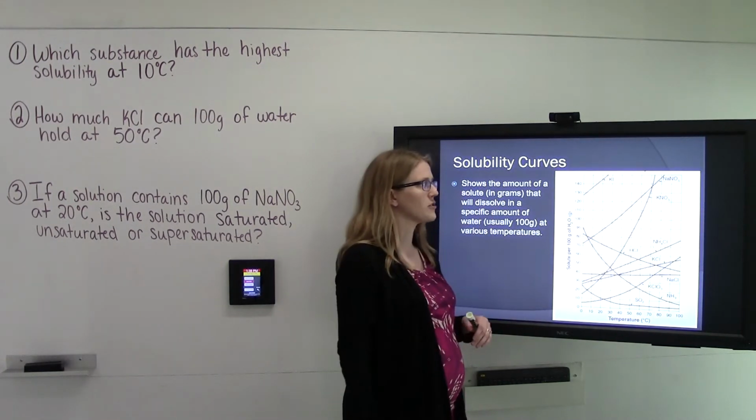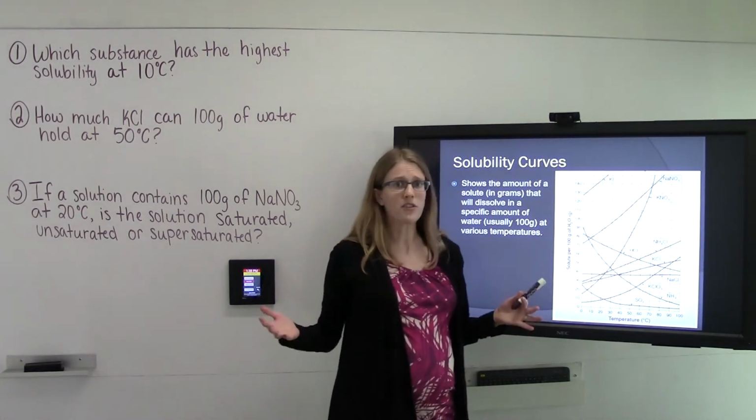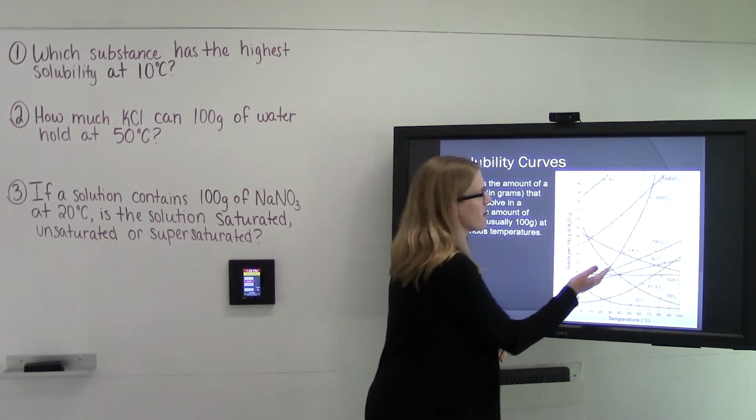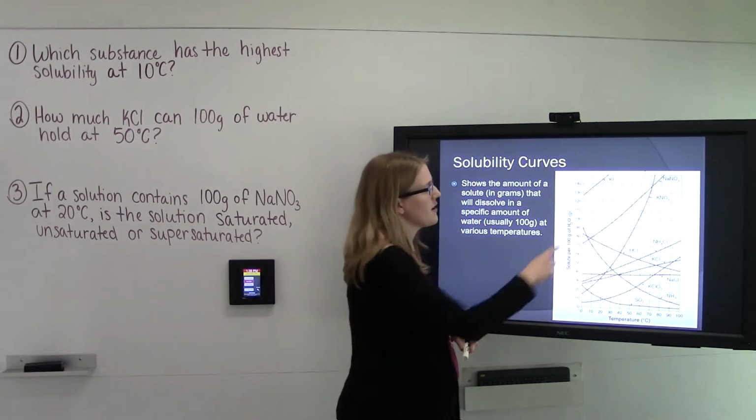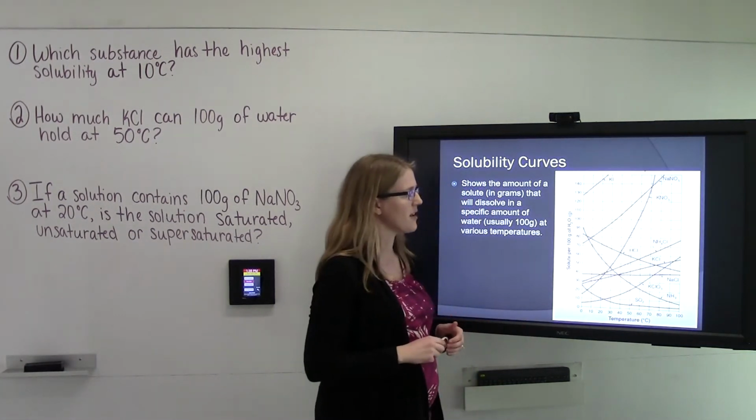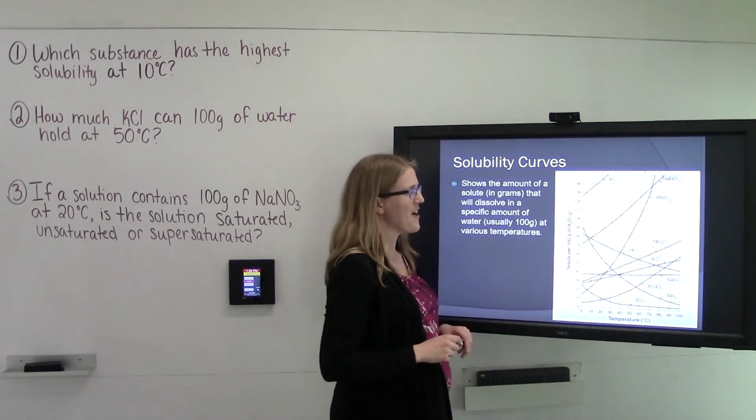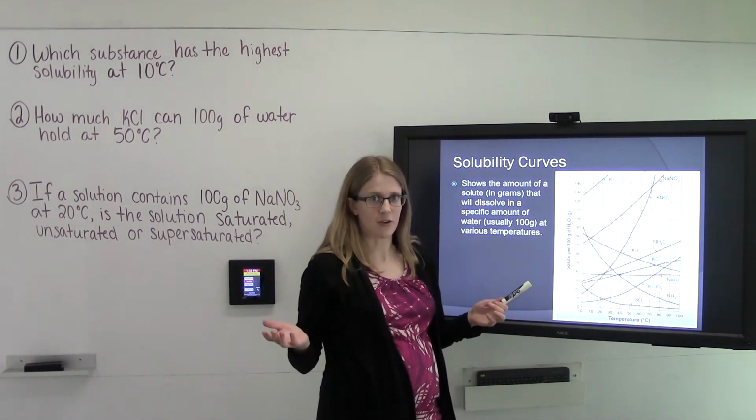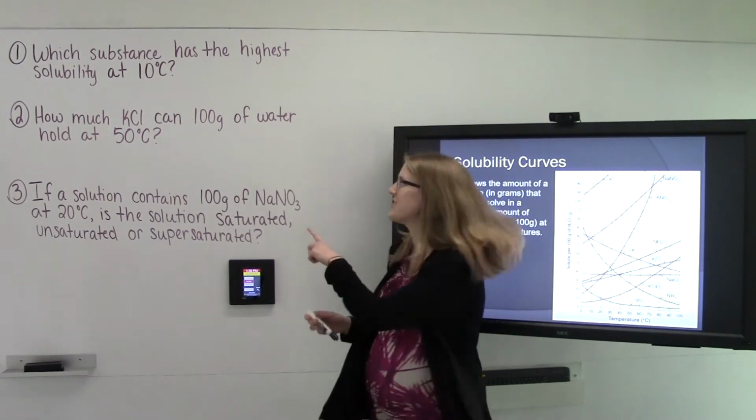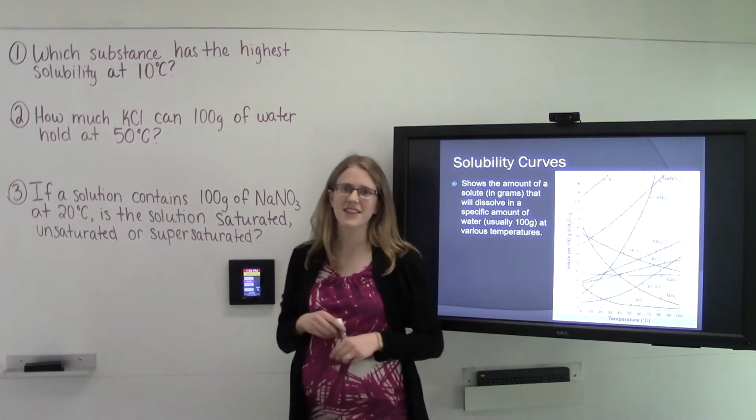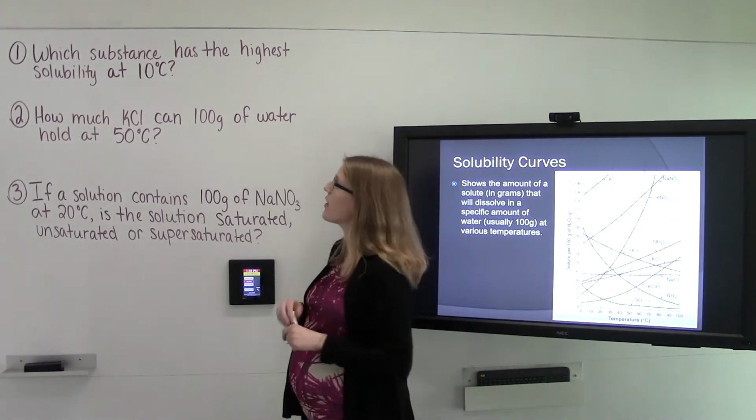So you can look at one of these graphs and you can point out all the solids and all the gases. If they're positive slope, it's going to be a solid. If it's a negative slope, it's going to be a gas. Okay, so what are you actually going to be asked on the quiz or test? Here's an example here. So let's go ahead and take some time to answer these questions using the graph.